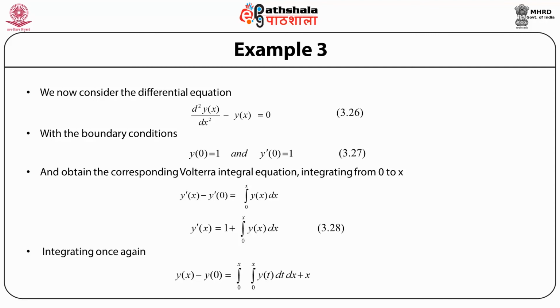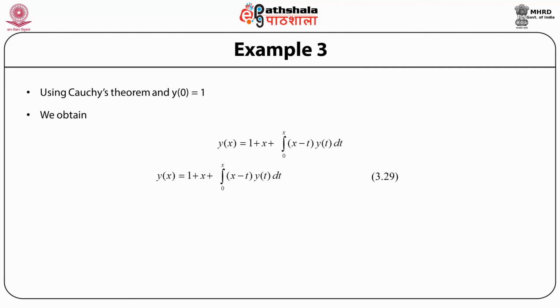When you integrate this once again, the left hand side becomes y(x) minus y(0), and the right hand side becomes a double integral of y(t) integrated over dt and dx from 0 to x plus x, because the integral of 1 on the right hand side gives me x. So when we integrate y prime(x) equal to 1 plus an integral 0 to x of y(x) dx, we get y(x) minus y(0) is equal to the double integral of y(t) dt dx from 0 to x plus x.